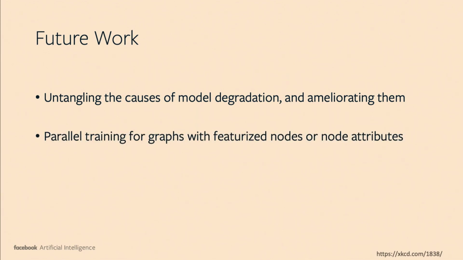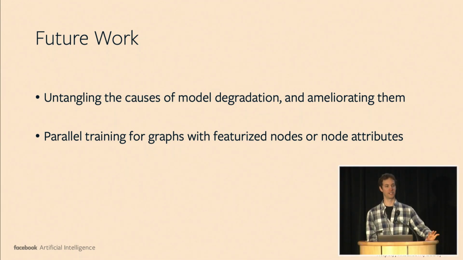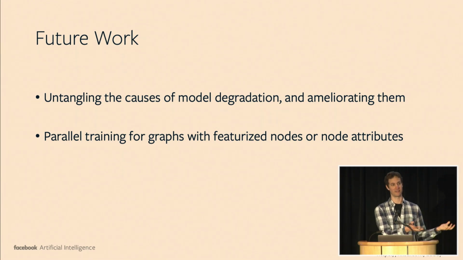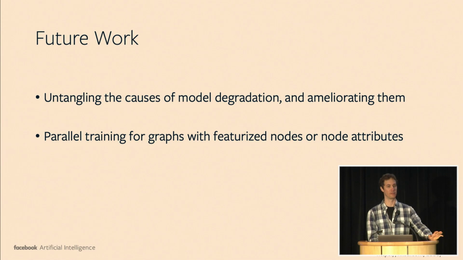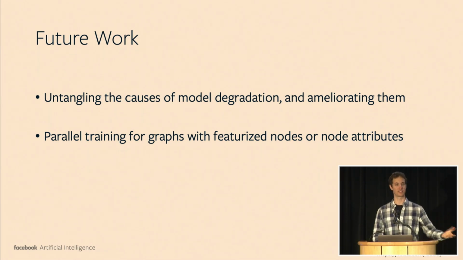Some other things that I think are interesting future work. One is looking at how to do parallel training for graphs that have featurized nodes. So like bag of words, if you have a node that's a description of a song, right, then you would want to do bag of words embedding of that text as part of the graph. And we do actually support this for single node, but thinking about how to parallelize that is an interesting direction for future work, as well as dense node attributes.